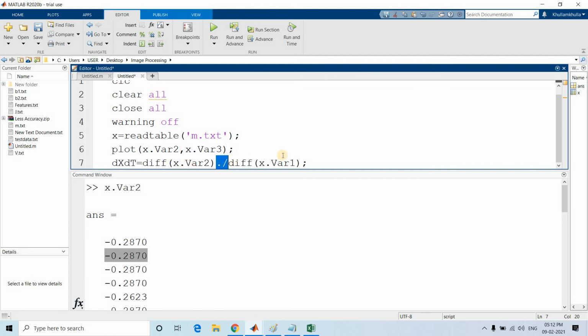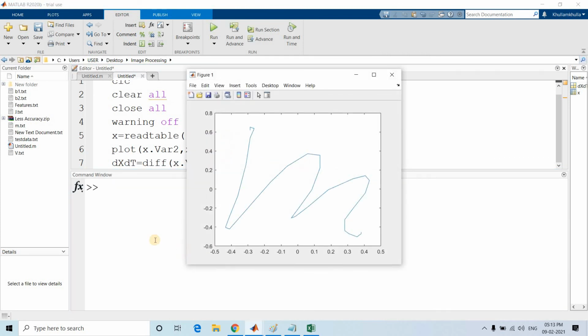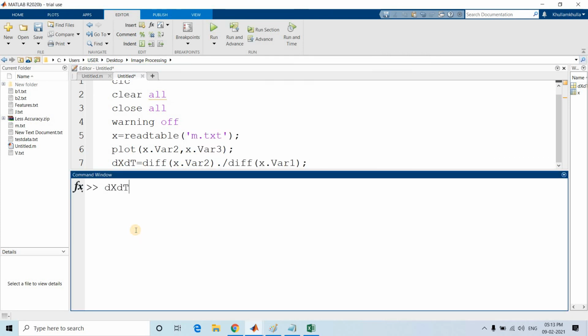Don't forget to give dot by, because these two are vectors, right? So now if we just look into this dXdt, this is what we are getting. And a point to be noted, let's check one very interesting thing: size of dXdt is 35 cross 1. But if we check size of x dot var 2, I'll be getting 36 cross 1, which is quite obvious, that in the differentiation the length will be 1 unit smaller. As you can see here the length is 35, but here it is 36, because you are taking successive difference.